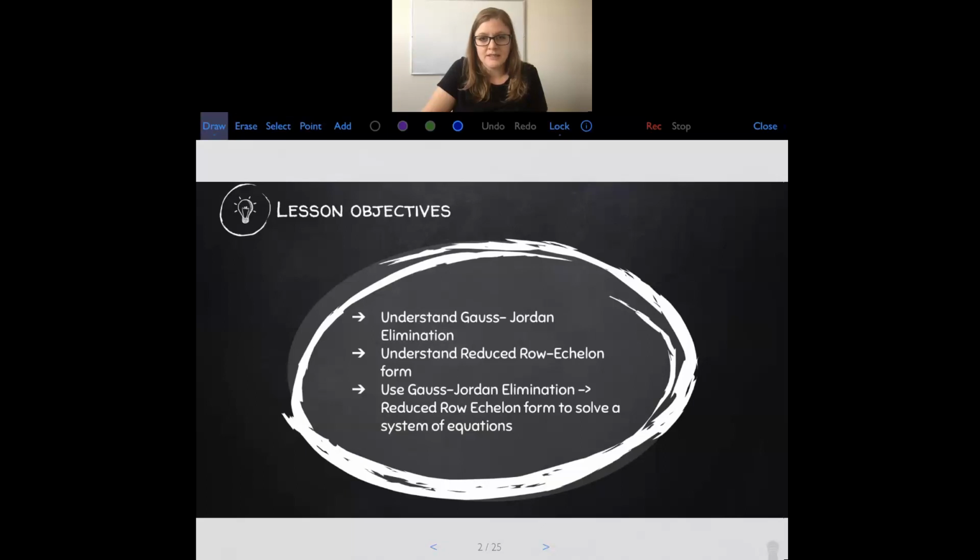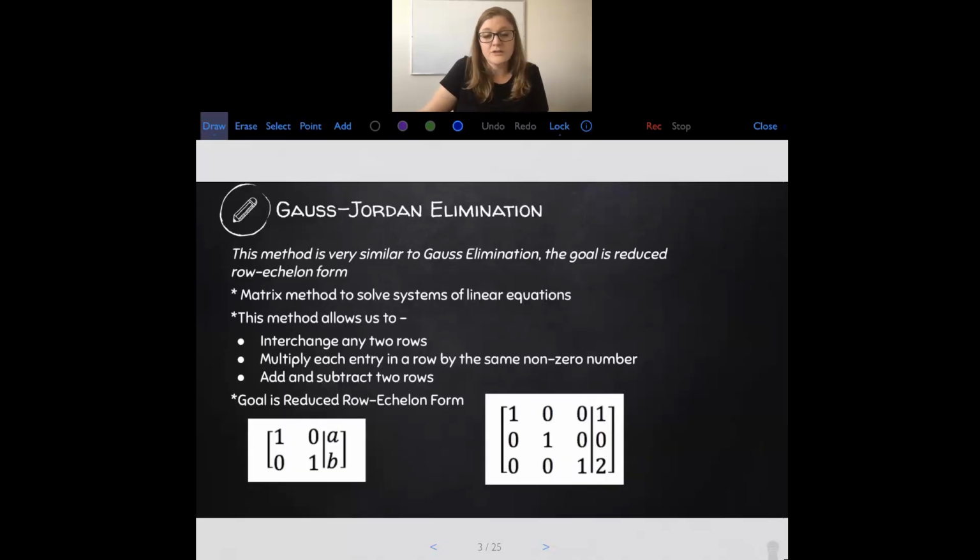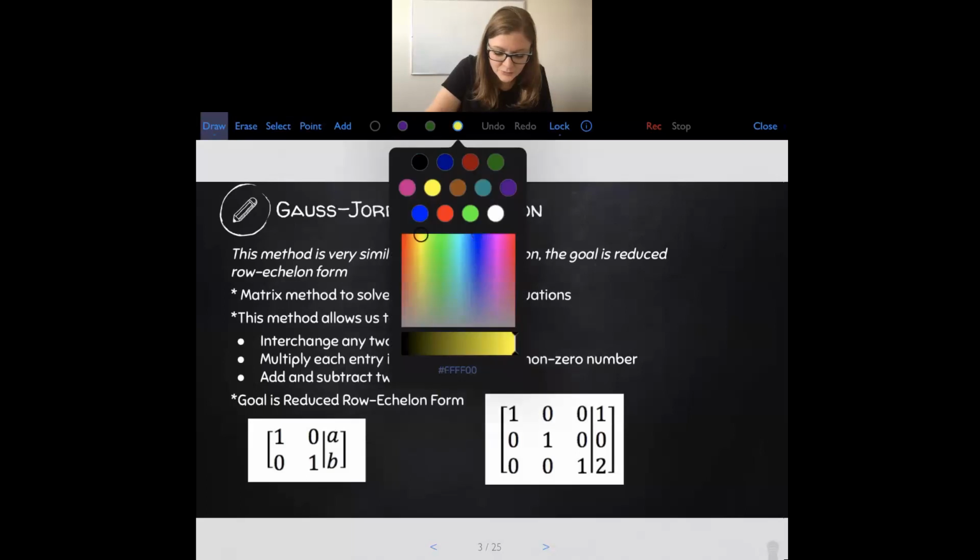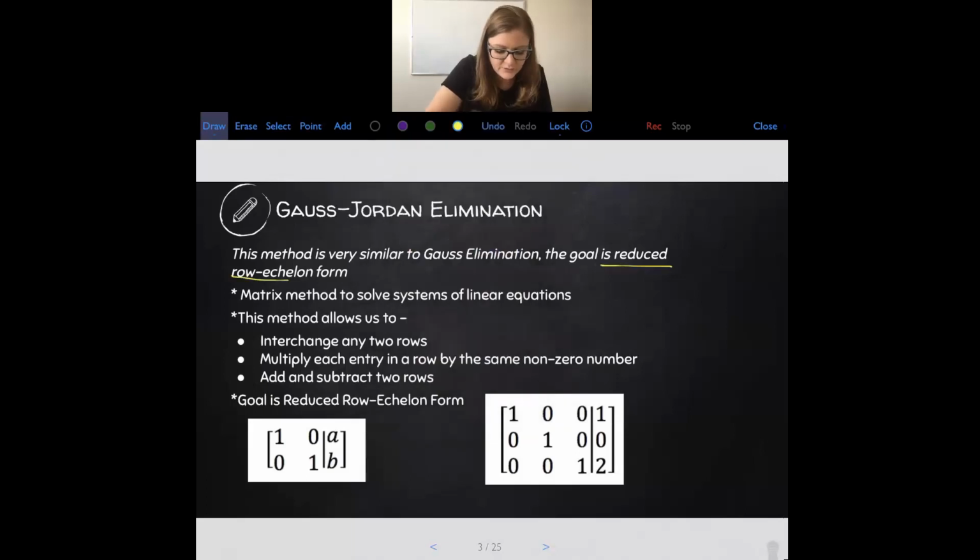be given a system of linear equations in three variables. We'll be able to put together our augmented matrix, use Gauss-Jordan elimination now, and get our matrix into reduced row echelon form to solve a system of equations. So Gauss-Jordan elimination, this method is very similar to Gauss elimination, but instead the goal is what's called reduced row echelon form. Okay, so it's a matrix method to solve systems of linear equations.